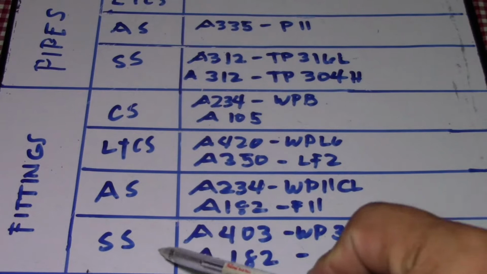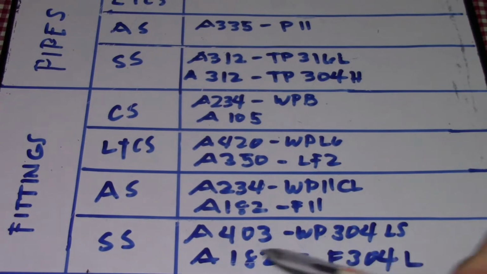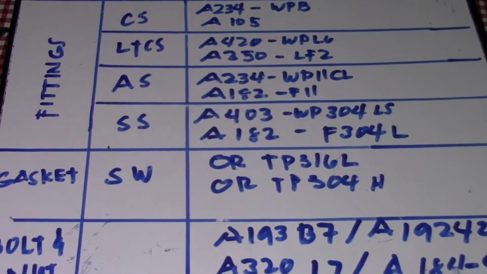For the stainless steel, A403 WP304L and A182 F304L. This is for the stainless steel. Next, we also have the gasket and the bolt and nut.